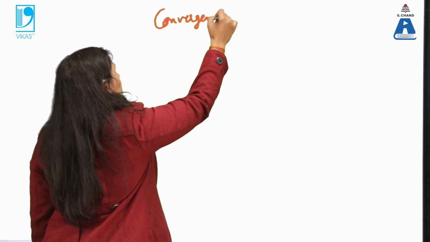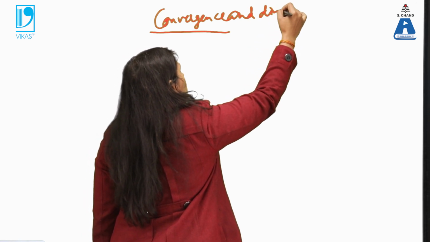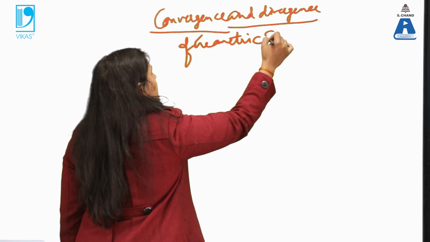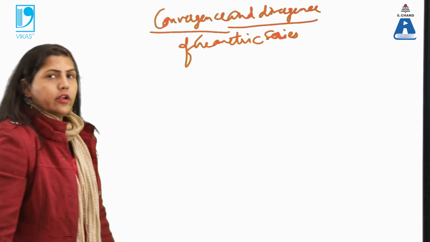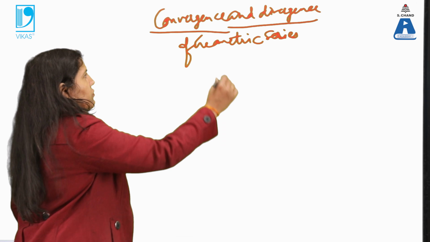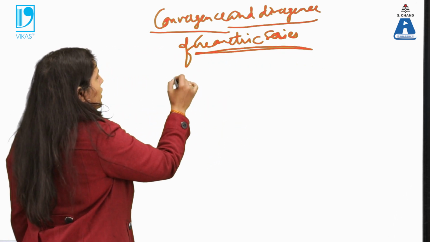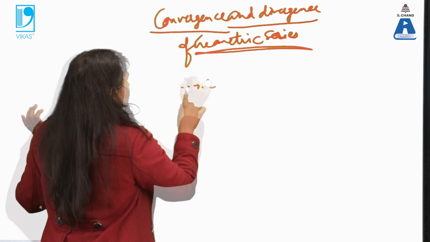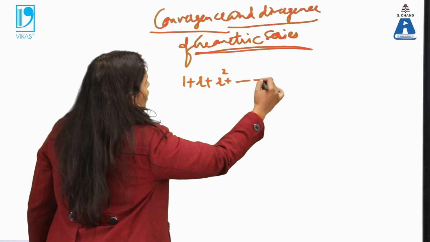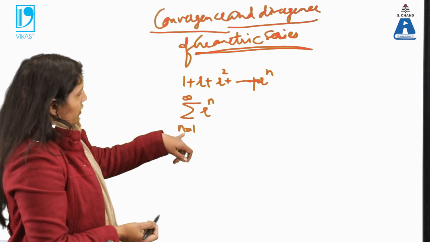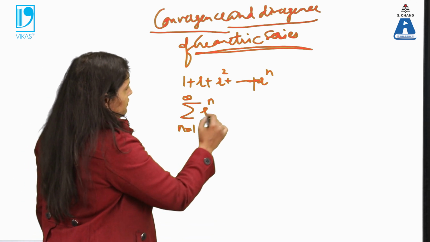Particularly, I'll start with the geometric series, for convergence and divergence of a geometric series. GP and AP, you have already studied in your 12th class, geometric progression and arithmetic progression. Geometric progression means you have a common ratio. In the same way, a geometric series will have a common ratio. The general form of the series looks like 1 plus r plus r square and so on. So this is my geometric series, summation r to the power n from n equals 1 to infinity, where n is a natural number.